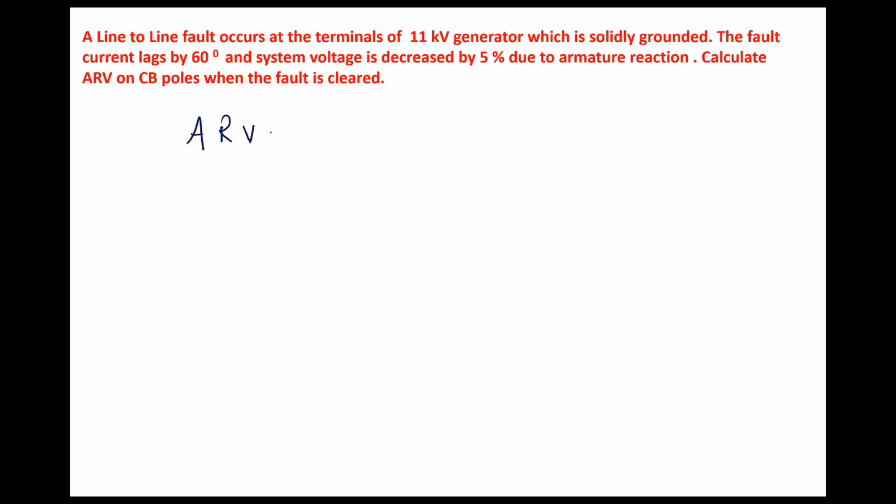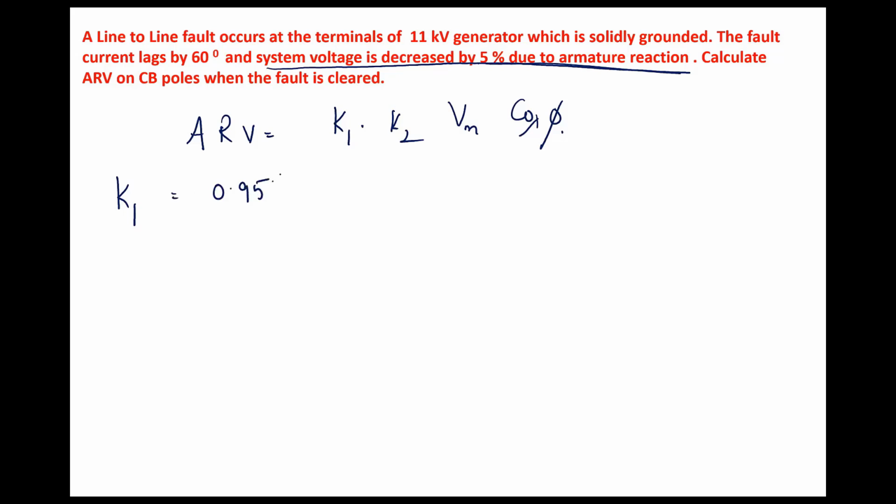So active recovery voltage is given by K1 into K2 into Vm into cos phi. That is the formula. So first is K1. This is due to demagnetizing effect of armature reaction. He said that the system voltage decreased by 5%. So 5% decrease means what is left out? 95%. So K1 will become 0.95, because of 5% reduction due to armature reaction.